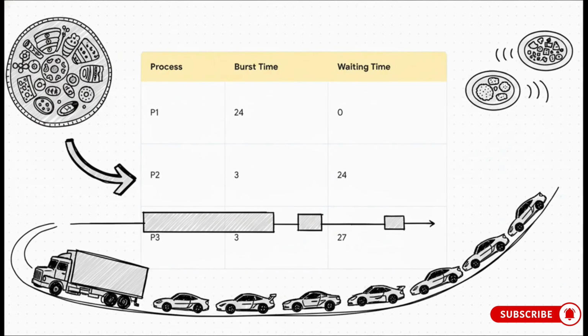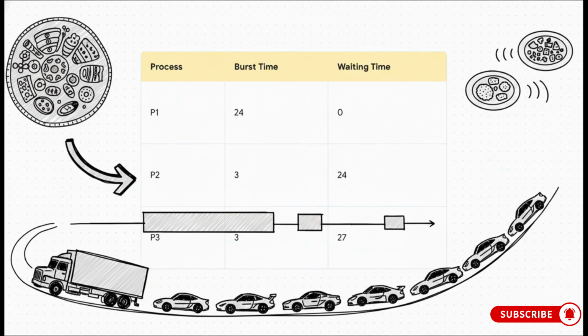Let me show you why. Take a look at this example. 3 orders arrive one after another. Process 1 is this huge task that takes 24 milliseconds. It starts right away, so its wait time is 0. Great for P1. But look what happens to P2 and P3.